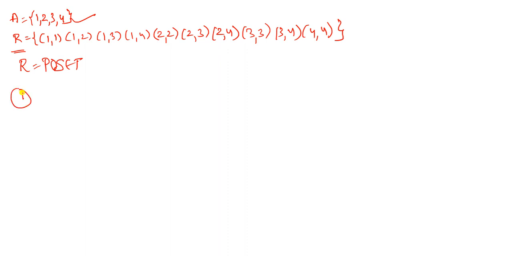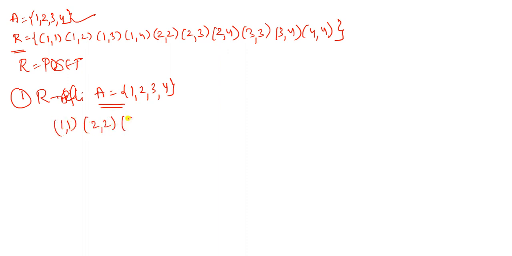The first condition, what should it satisfy? R should be reflexive. That means, see, the elements in A are 1, 2, 3, 4. What will the reflexive pairs be? Reflexive will be (1,1), (2,2), (3,3) and (4,4). So (1,1), check whether (1,1) is there in the relation or not. Yes, (1,1) is there. That means (1,1) belongs to R.